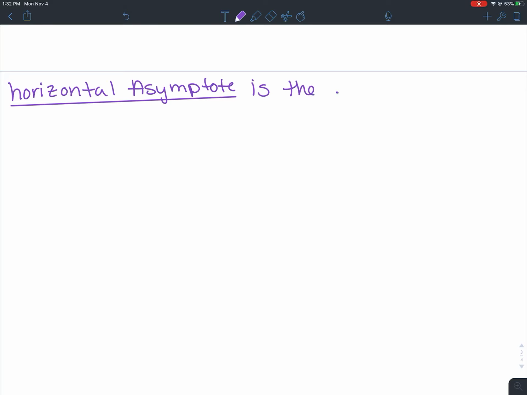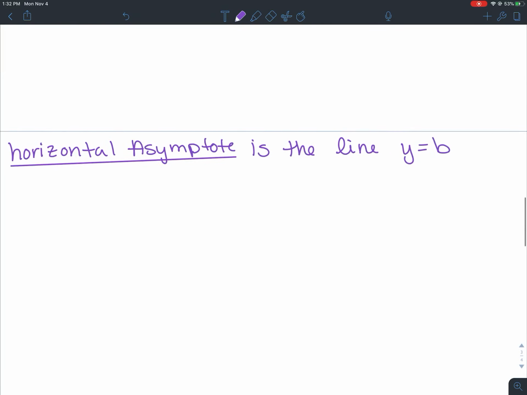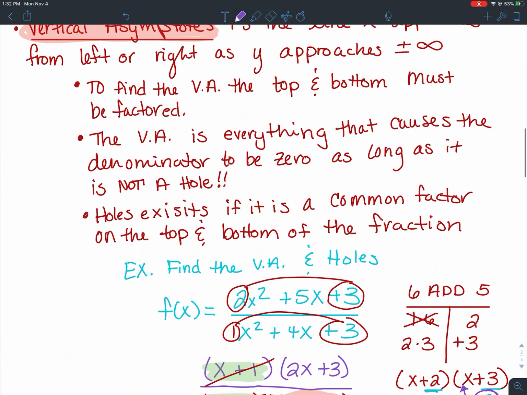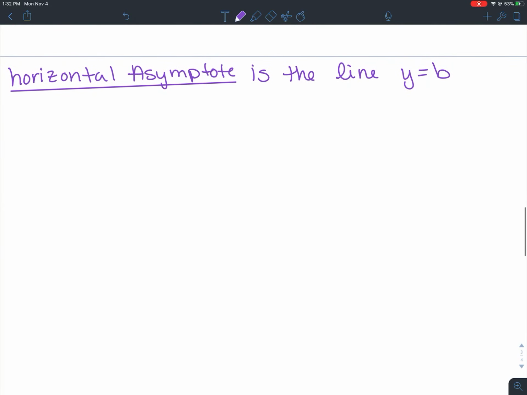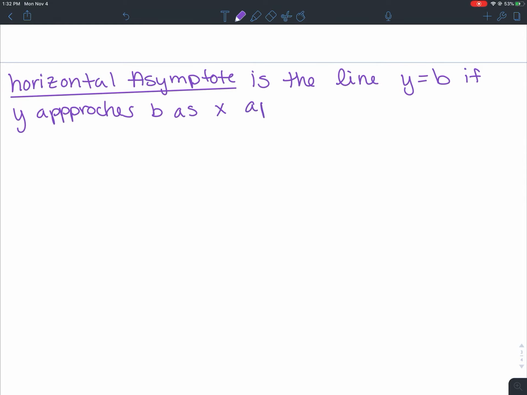A horizontal asymptote is the line y equals b, so the vertical was x equals, and you could say c, whatever letter your heart desires. It's a number. B is a random number. If y approaches that number b as x approaches plus or minus infinity.